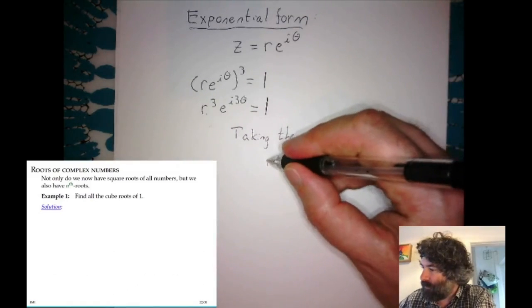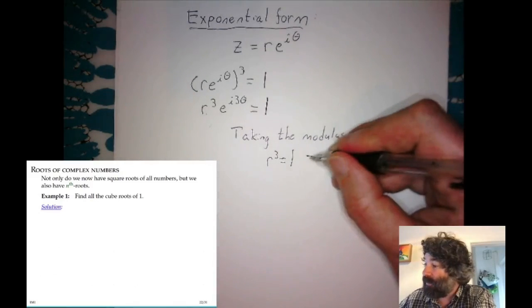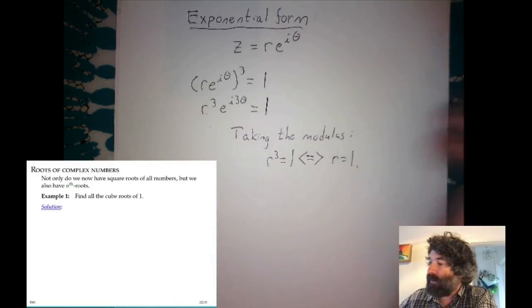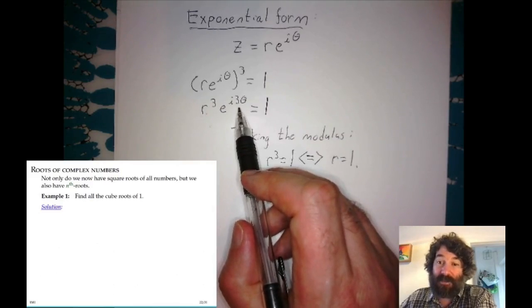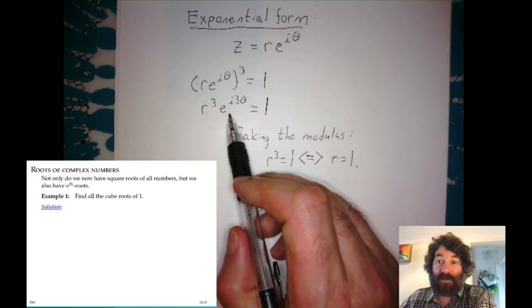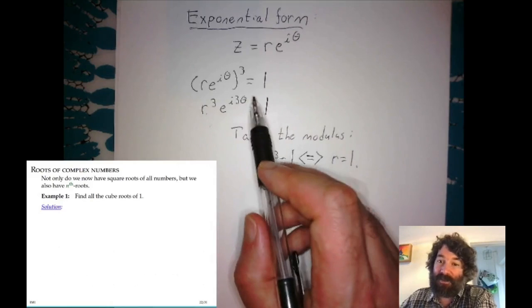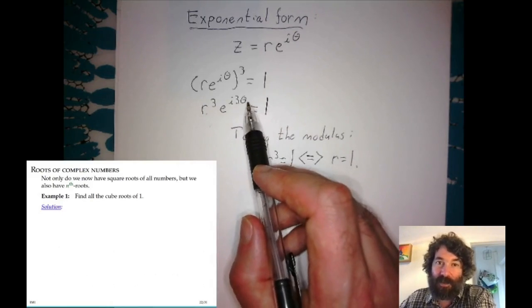And so we get r cubed equals 1, and r has to be a positive real number, and so that means that r would have to equal 1. All right, now let's look at the argument. And so here it gets a little bit tricky. So if we just say, well, the argument of e to the i 3 theta has to equal the argument of 1, we would get that 3 theta has to equal 0, theta has to equal 0.